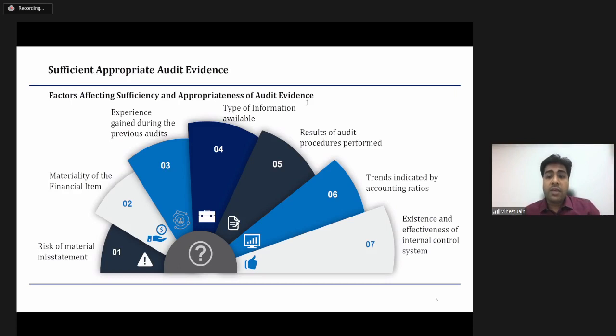And with a weak internal control system, we would need a large volume of sufficient audit evidence and better appropriateness of audit evidence. So these are the factors which affect the sufficiency and appropriateness of audit evidence. We just discussed what exactly sufficient appropriate audit evidence is, and now we talked about factors affecting its sufficiency and appropriateness. This is basically to understand how the audit evidence is influenced from time to time or under each aspect when we are covering different audits. So it is very important to understand all these factors.